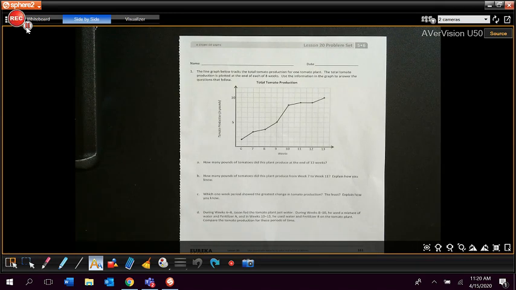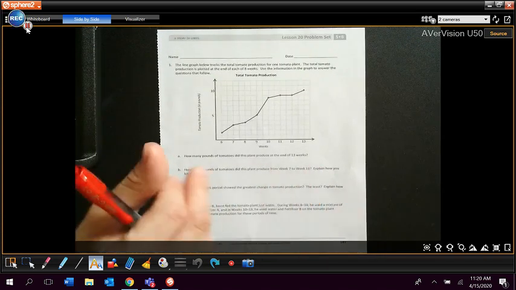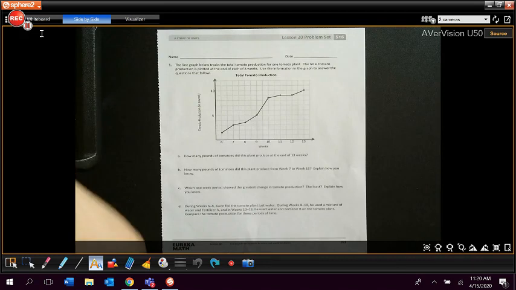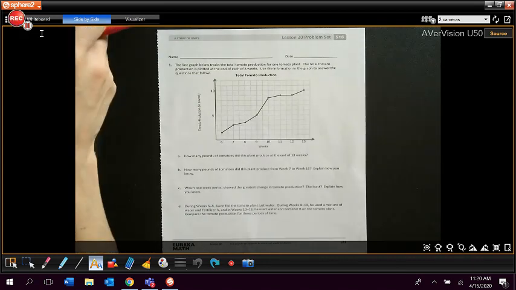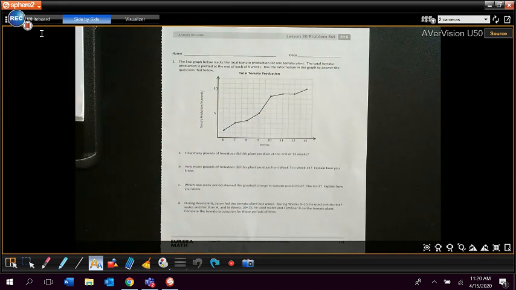So today, instead of Ms. Rodriguez just doing a lesson over lesson 20 or a mini lesson, we're actually going to be doing it during our problem set for problem number 1. So again, at this moment, go ahead and grab your book. Alright, now that you have your book, we're going to go ahead and get started. And again, we're going to be doing lesson 20 and problem number 1. And let's just remember that we need to be following our key points.